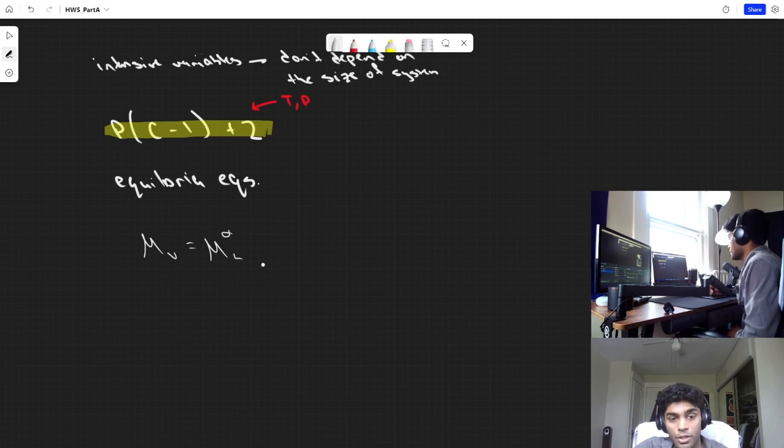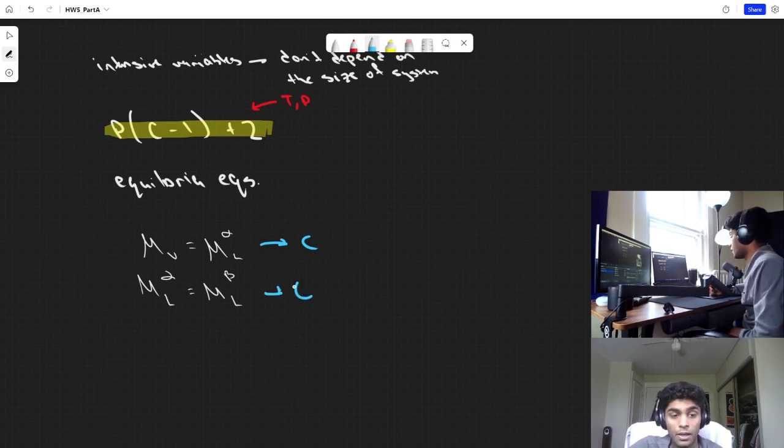So that's one equation, and we're going to have C of these, because remember, if we have C components, we're going to have C equations. And so we can write down the same thing for the chemical potential of the alpha liquid phase is equal to the chemical potential of the beta liquid phase. And again, we're going to have C of these, C components, C equations.